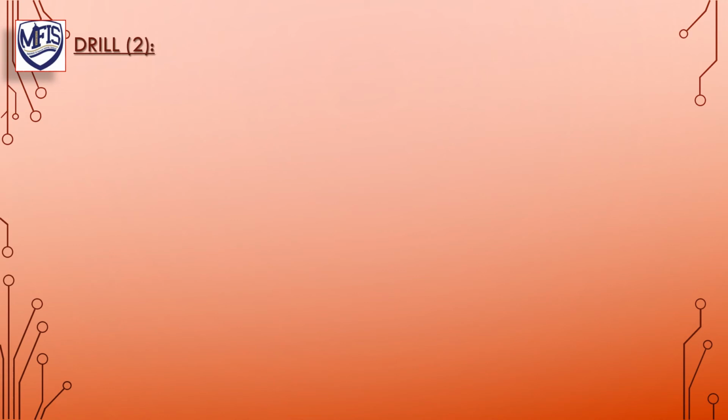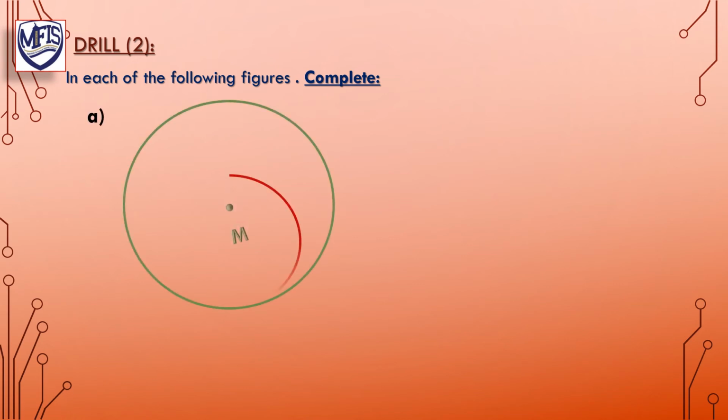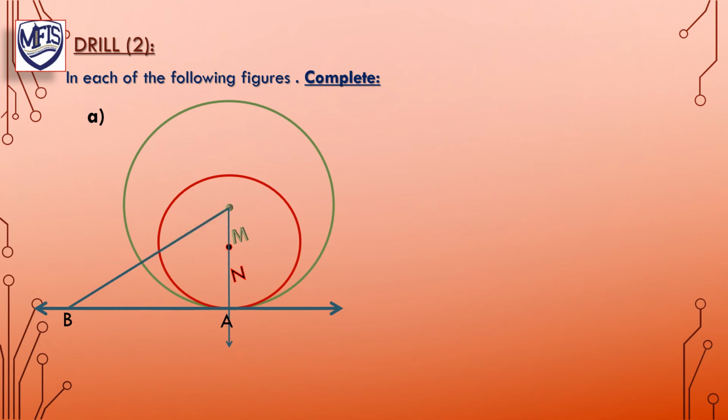Now drill number 2. Complete in each of the following figures. Number A. Here I have two circles, M and N, touching internally, and the straight line AB is a common tangent of the two circles at point A, and he asked me to find the measure of angle BMN.